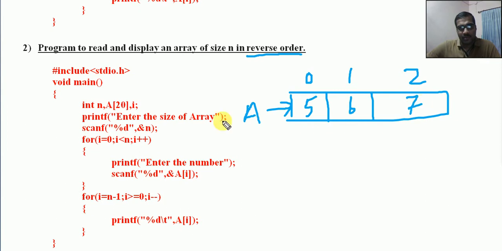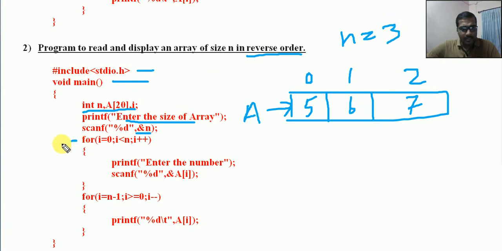So how will all this happen? Just look at this header file, main. Look at these declarations. N for size, a of 20, the array declaration. I is the for variable or iterative variable. Now enter the size of the array, read the value of n. Then for example we are reading n equal to 3, right?